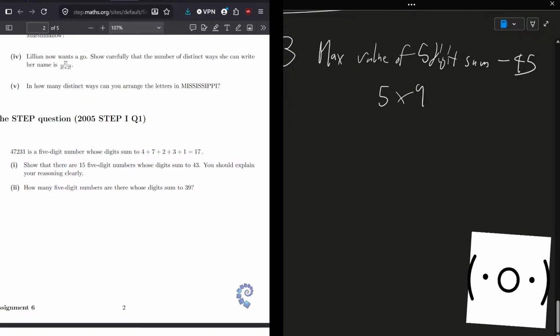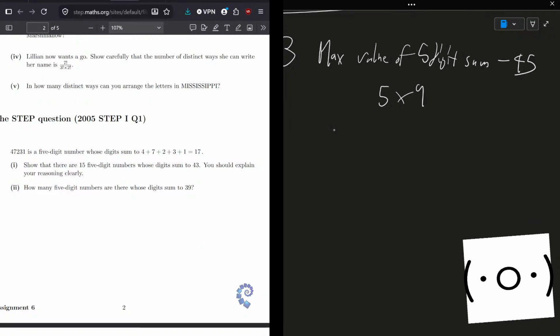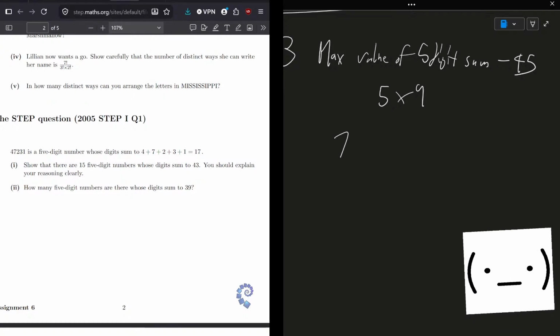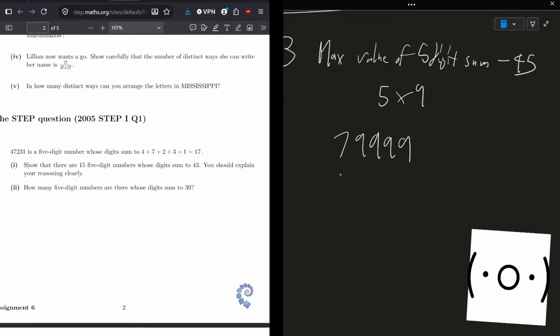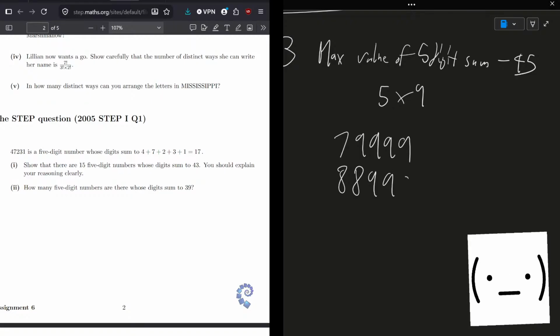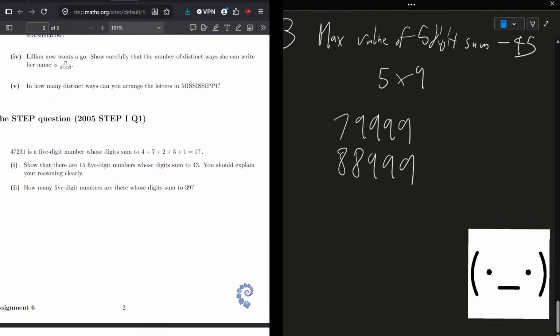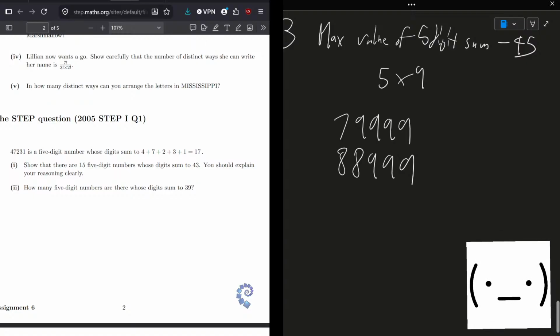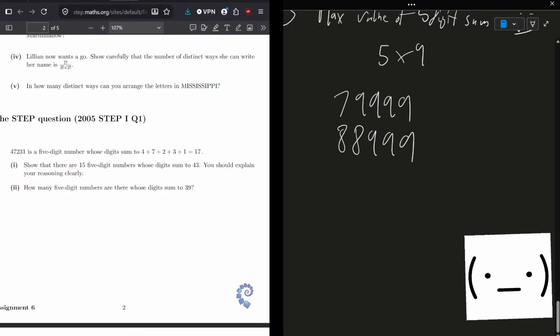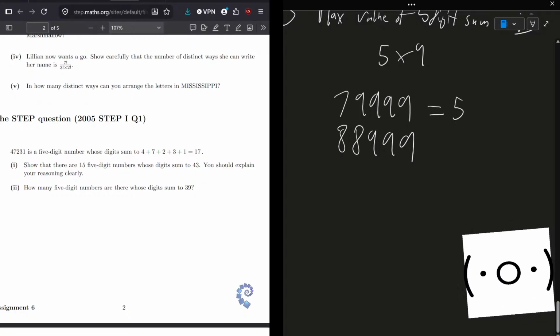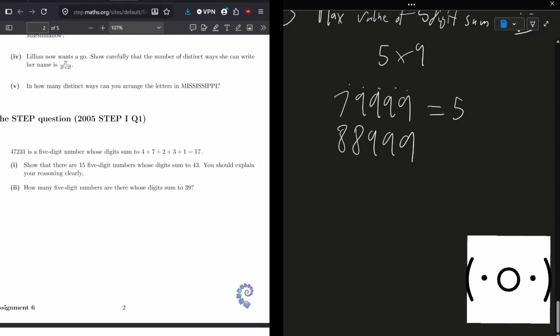Now we can do this in, I think, a couple of ways. We can do this either by reducing one of the 9s into a 7, so 79999, or reducing 2 of them to 8, so 88999. Yeah, and that's pretty much true. For the first one, obviously there are 5 such cases. That's pretty simple, right? Because you can put the 7 here, and so on.